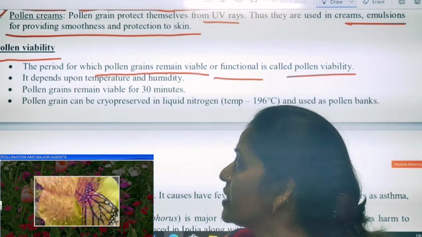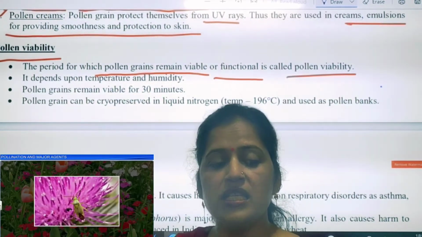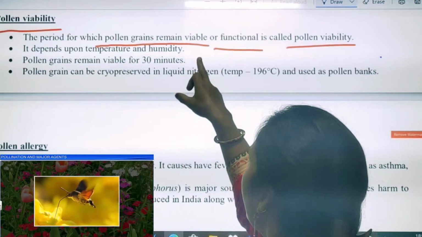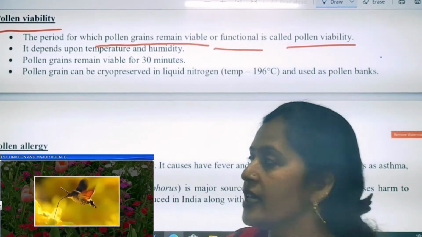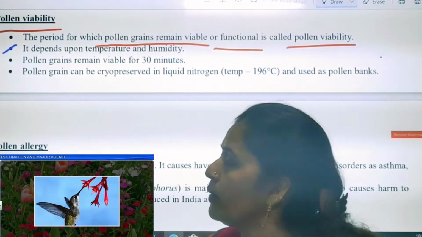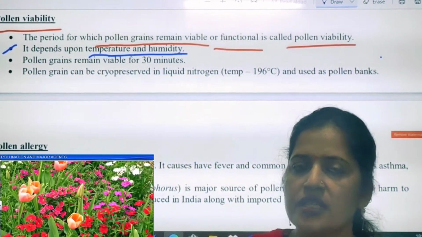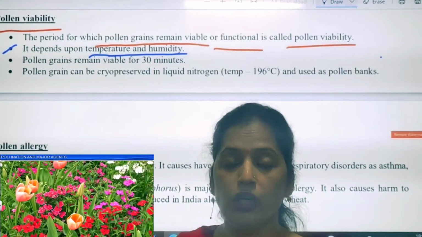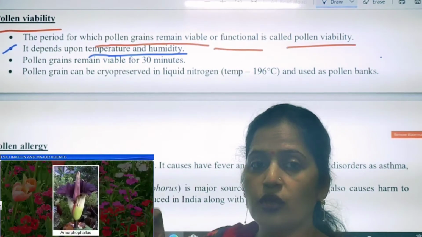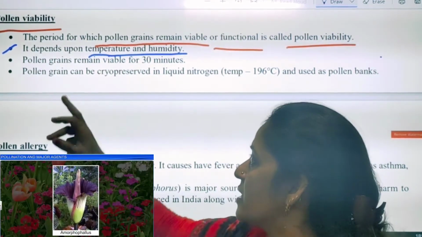In other words, we can say that the period for which the pollen grains remain viable and functional, that is called as the pollen viability. It depends upon the temperature and humidity. Pollen viability depends upon, that means the conditions that are favorable for the pollen viability, that is the temperature and humidity. These are the two major factors on which we can say that the pollen viability depends.